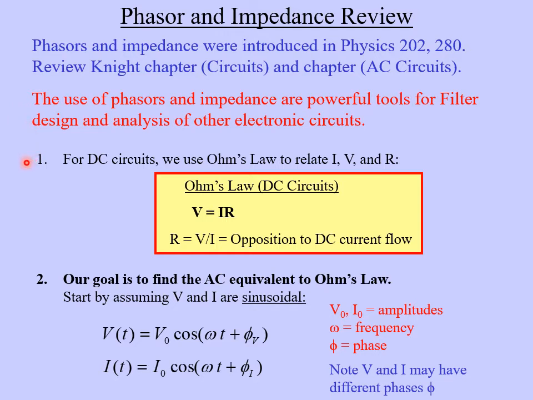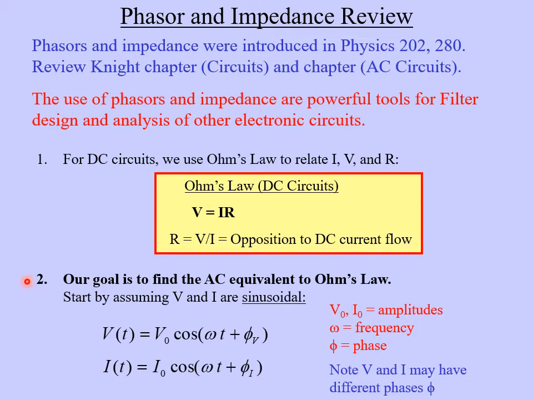For a DC circuit, we use Ohm's law to relate current I, voltage V, and resistance R. Ohm's law for DC circuits, of course, says V equals IR, and I should be a little careful here. The V is actually the voltage drop across the resistance R, and the I is the current that goes through the resistance. Now, what is R? Well, R is the resistance, which is the voltage across it divided by the current going through it. But conceptually, resistance is the opposition to DC current flow.